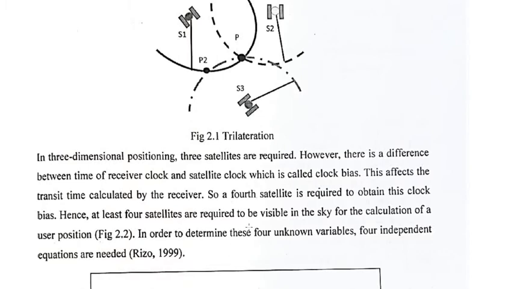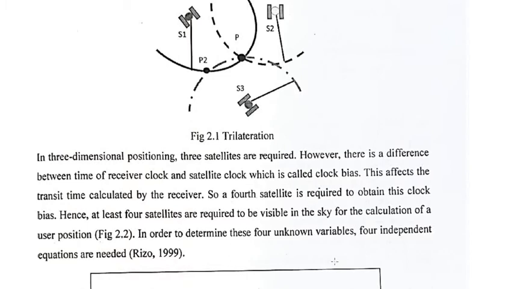So in order to determine these 4 unknown variables, 4 independent equations are required, and those equations I have given over here. I hope everyone is clear with the principle of operation of the GPS, because it is very important. It works on the principle of trilateration, and one more principle of how it works is time of arrival. The transit time is very important, but you'll get some difference in the transit time. To reduce that, we require the 4th satellite. By using these 4 satellites you will obtain the proper positioning of the user.